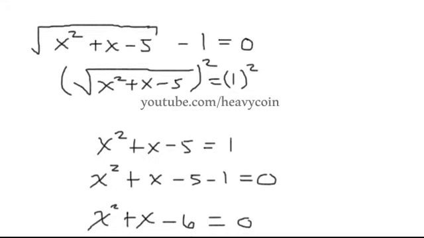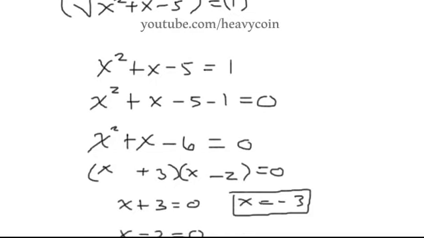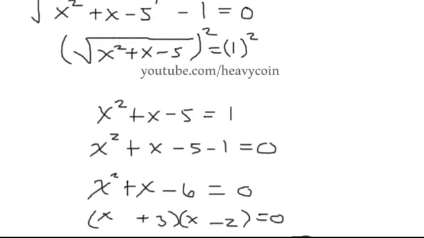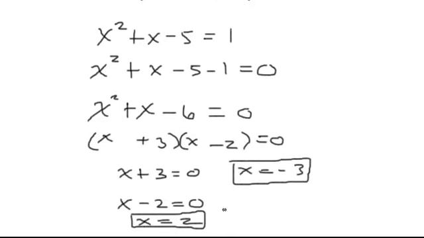And of course our other solution was 2. So let's try that. So 2 squared is 4. 4 plus 2 is 6. And 6 minus 5 is 1. And the square root of 1 is 1. And 1 minus 1 is 0. So it looks like both of our solutions are working.